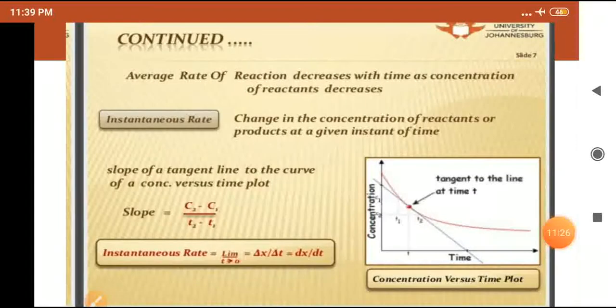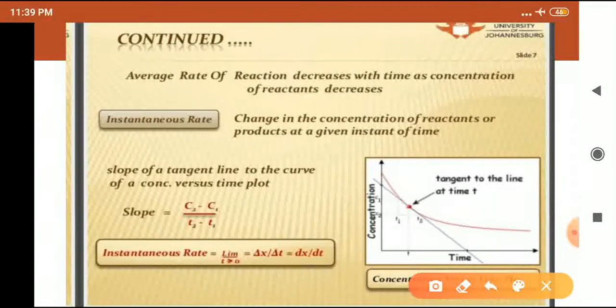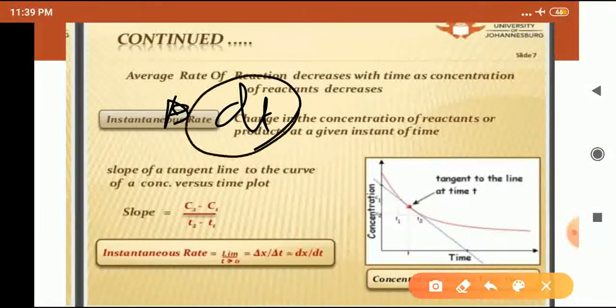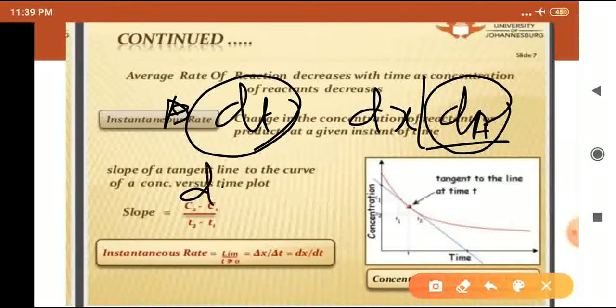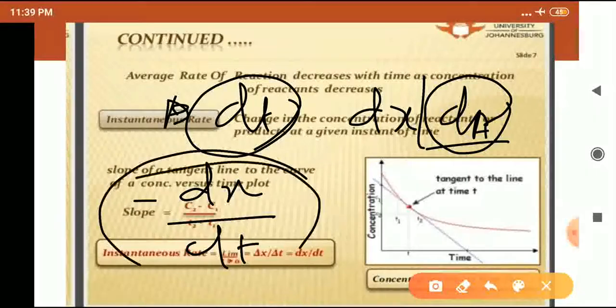To express instantaneous rate of the reaction, we have to take small intervals of the time so that rate of the reaction remains constant. Similarly, if dt represents the small interval of time, then dx or dA will represent the small change in concentration. Instantaneous rate of the reaction will be written as dx divided by dt. This is instantaneous rate of the reaction at a particular instant.